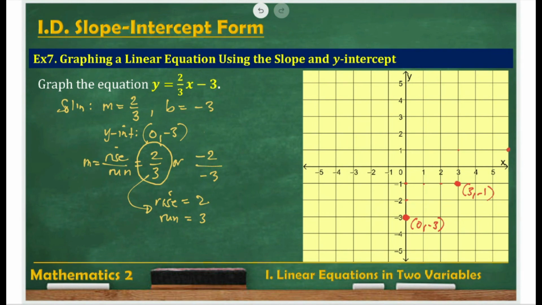And then after that, we now draw a line through the points plotted on the Cartesian plane. We can draw a line passing through 0, negative 3 and 3, negative 1. And of course, do not forget to label your line. That's the equation y equals 2/3 x minus 3.